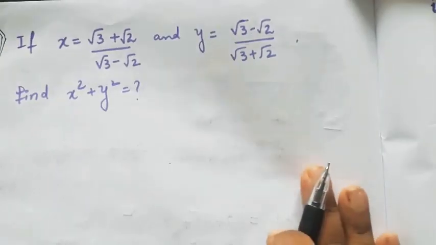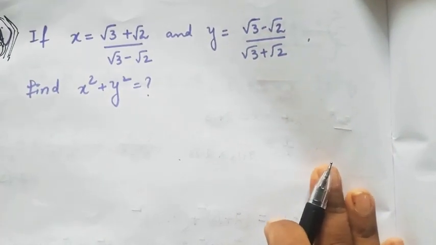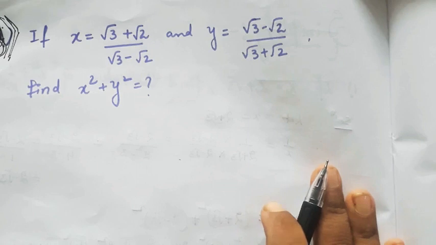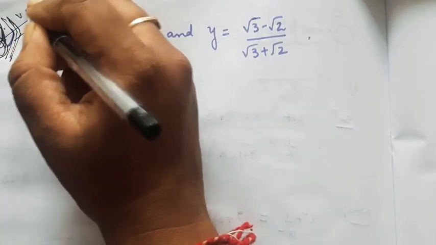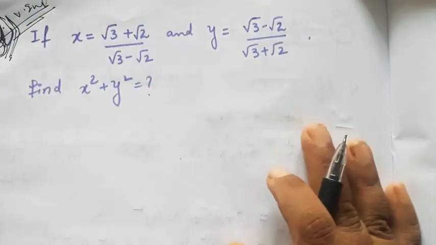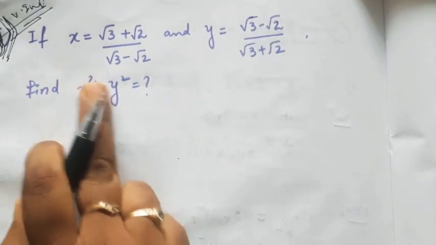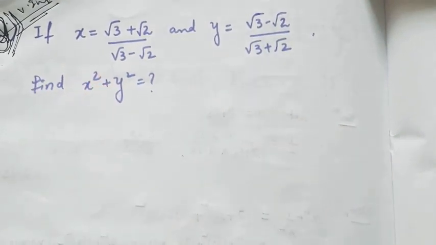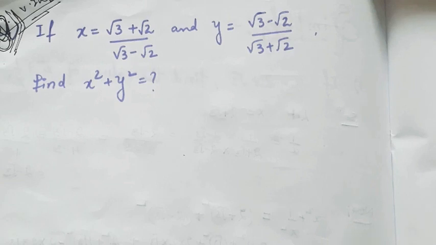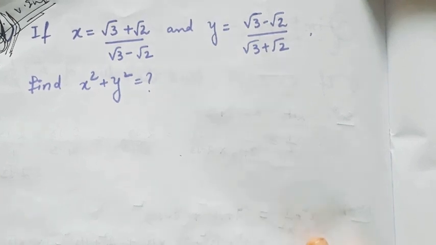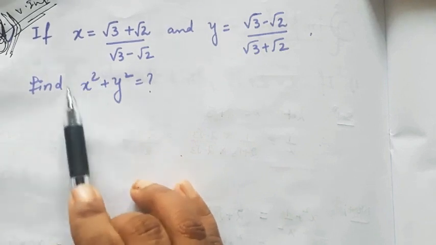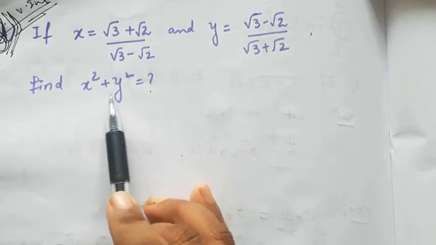Okay students, now we are left with some questions based on rationalizing factor, which is very important from the examination point of view. So here is the question: if x is equal to root 3 plus root 2 upon root 3 minus root 2 and y is equal to root 3 minus root 2 upon root 3 plus root 2, then we need to find the value of x square plus y square.